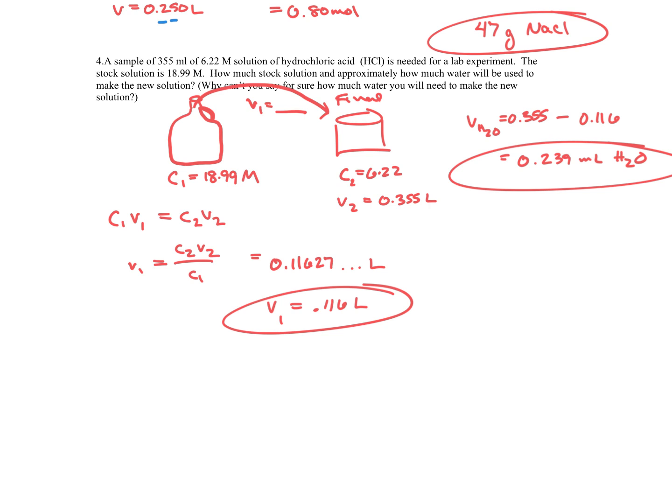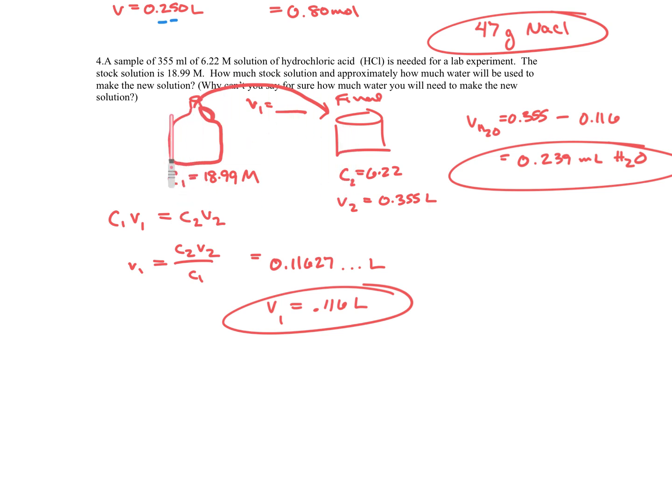The last question deals with a dilution problem where it tells you that you need a sample of 355 milliliters of 6.22 molar hydrochloric acid. That's what you need to end with. This is kind of a tricky way of saying it, so this is the concentration at the end and this is the volume at the end. The stock solution is always solution number one. The first concentration is the stock solution. Stock solutions come in these giant jugs, and you have to move a solution from here to here.